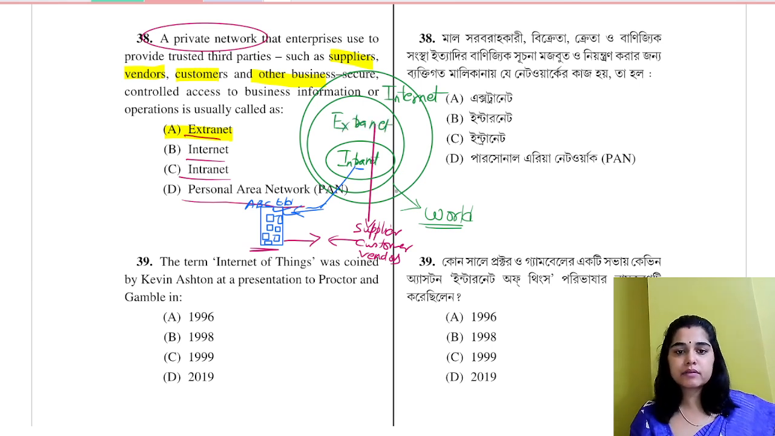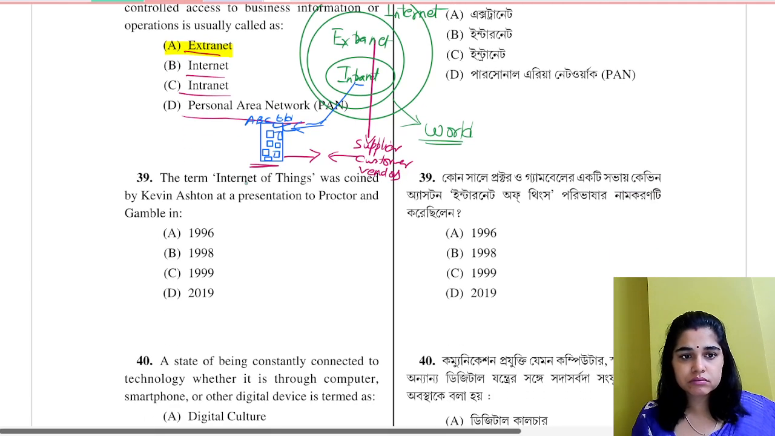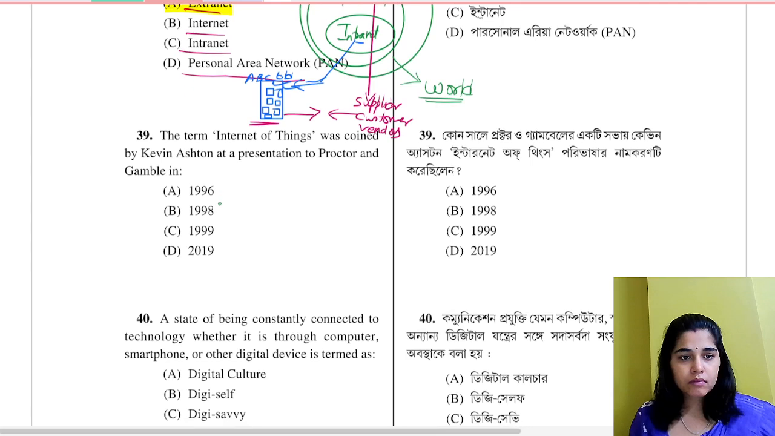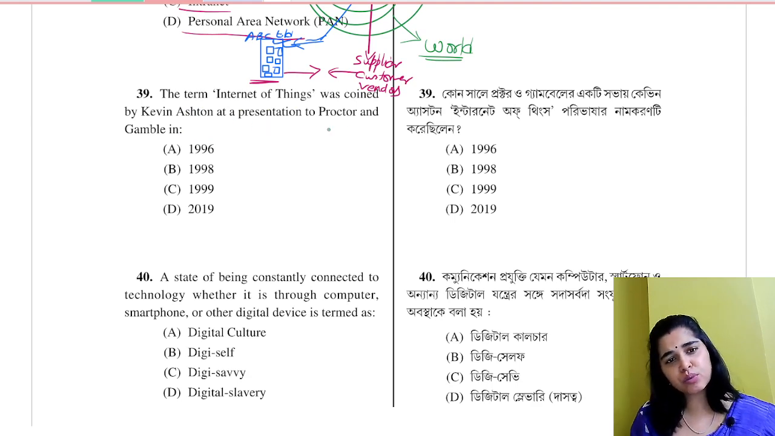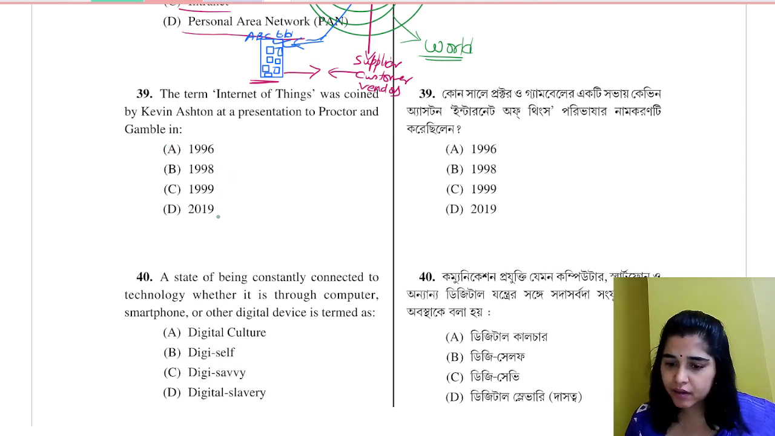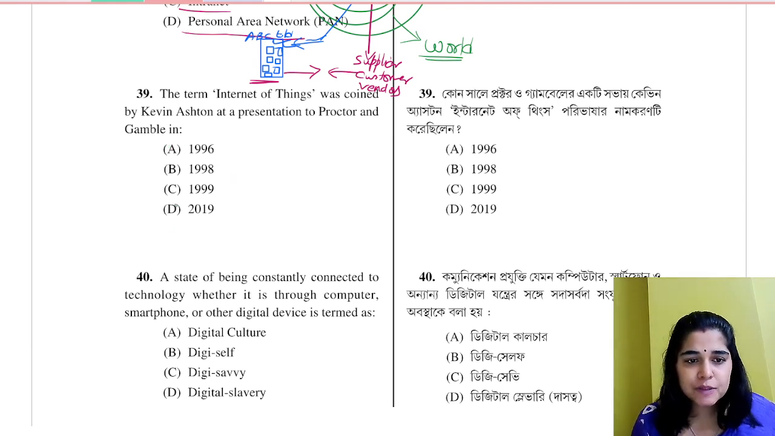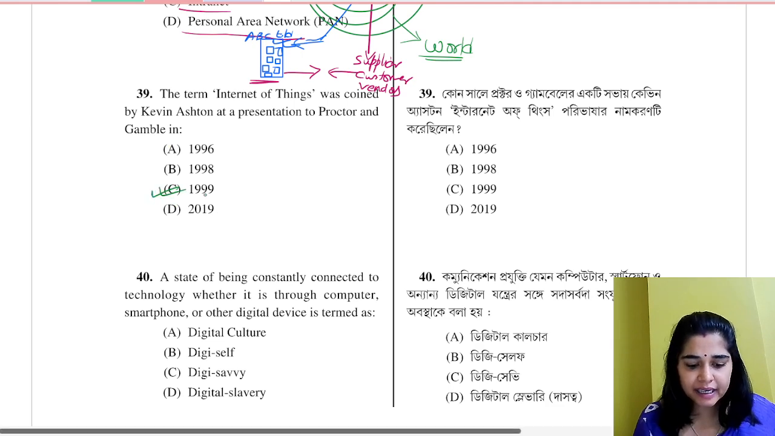This is extranet. I hope you understand this question. The term Internet of Things was coined by Calvin Austin at the presentation to Procter and Gamble in which year? This is specific data you have to learn. 1999.